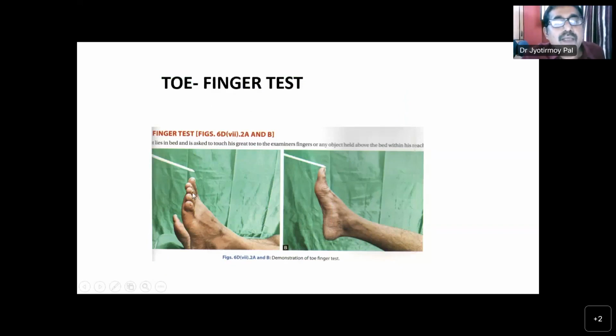You put a hammer there, and you ask the patient to touch the tip of the hammer with the toe. It is like the finger nose test or finger nose finger test. This is the lower limb finger nose finger test.